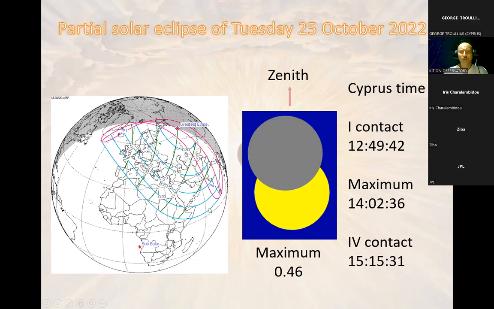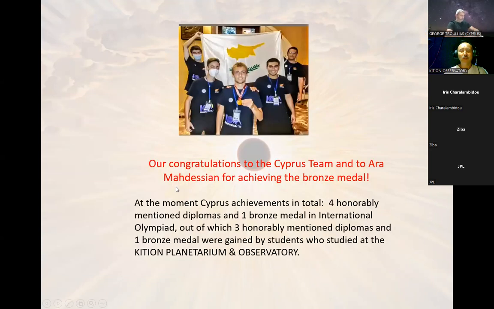And this is where it will be visible all over the world. Here we have Cyprus, and indeed by my calculation 0.46. And it looks like we will have at KITION Planetarium and Observatory 0.46. And it should be after 11 UT. So 14:02 local time. It's 2 minutes ahead. So everyone is welcome.